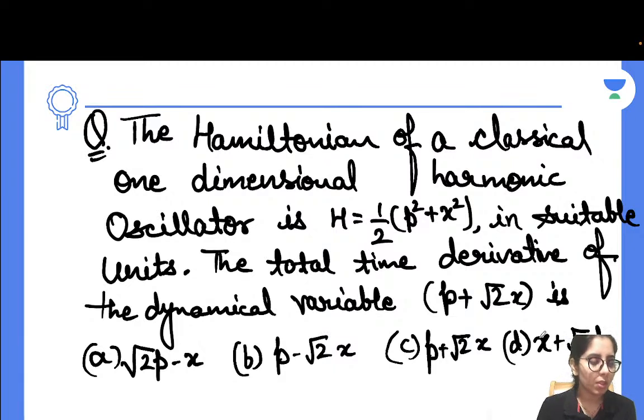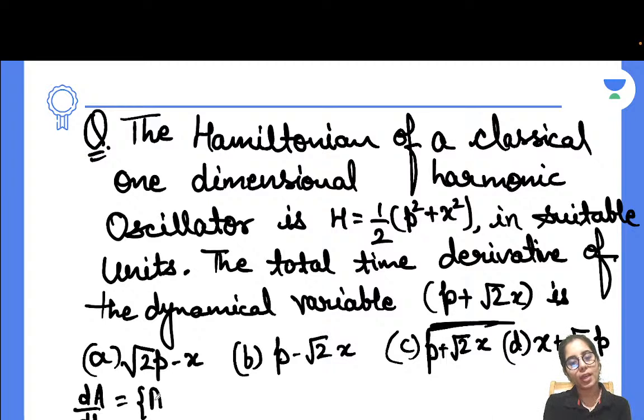Otherwise, I'm going to talk about the steps you have to follow, which will help you get the answer for this question. It is the Hamiltonian of a classical one-dimensional harmonic oscillator. The Hamiltonian is given. You have to find the total time derivative for this dynamical variable. So the total time derivative is d by dt of A, let's say this is A, the variable p plus root 2x. It will be equal to the Poisson bracket of A with H plus partial A over partial t. Since the variable is not dependent on time, the partial differentiation with respect to t will be 0.